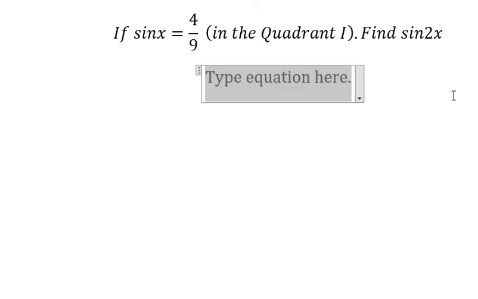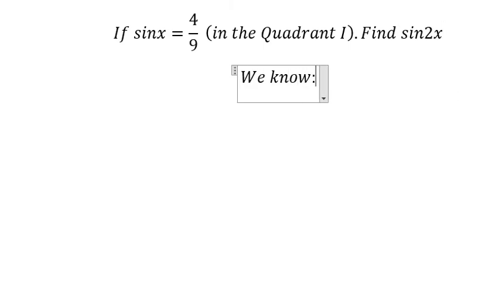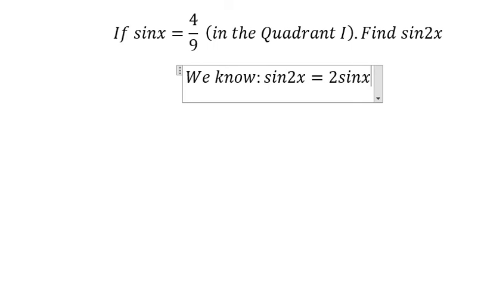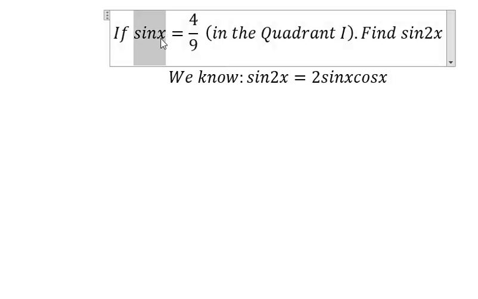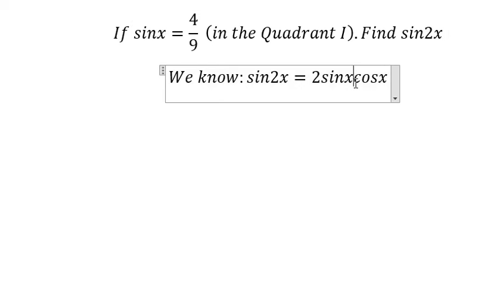We know that sin 2x is 2 sin x cos x. So right now we have sin x. Now we need to find cos x.